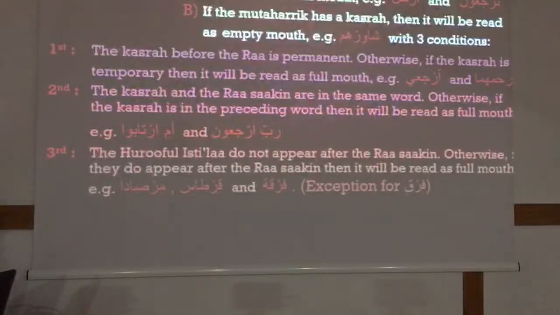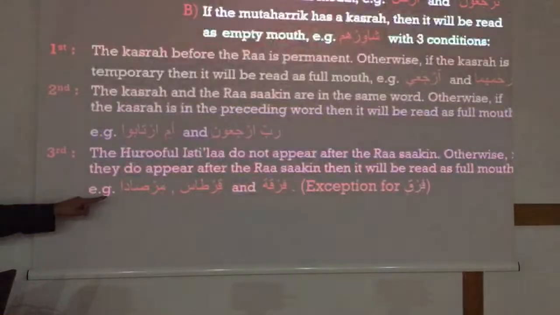Even then, you can still read an empty mouth. Can anyone tell me why? Firqin. Can anyone tell me why? Because technically, according to this third condition, the qaf should make the ra full as well. But then why is it still empty?